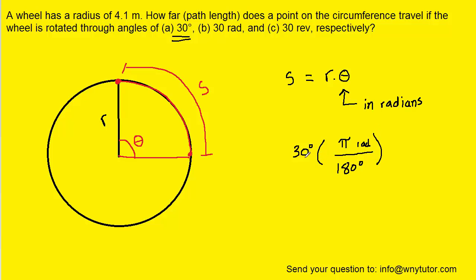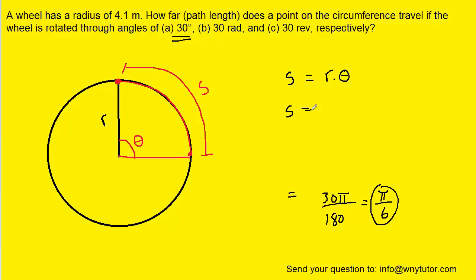And so if we multiply these two quantities, we end up with 30 pi over 180. But of course, that can be reduced by dividing the numerator and denominator by 30, giving us pi over 6. So this would be the correct angle that we're going to be plugging into the arc length formula. So let's go ahead and do that for part A.